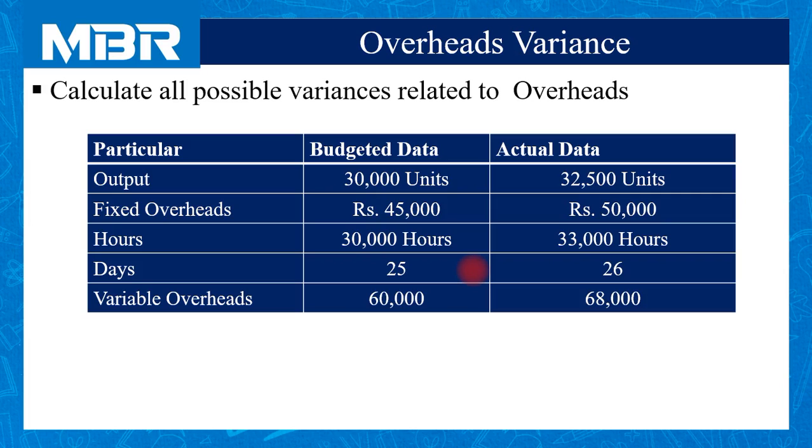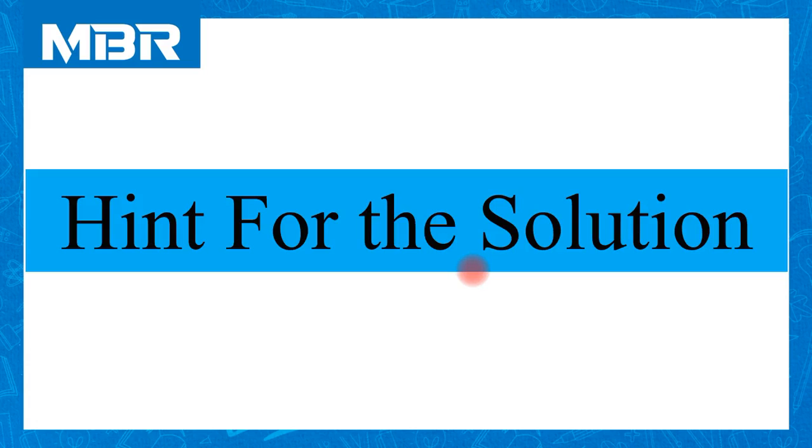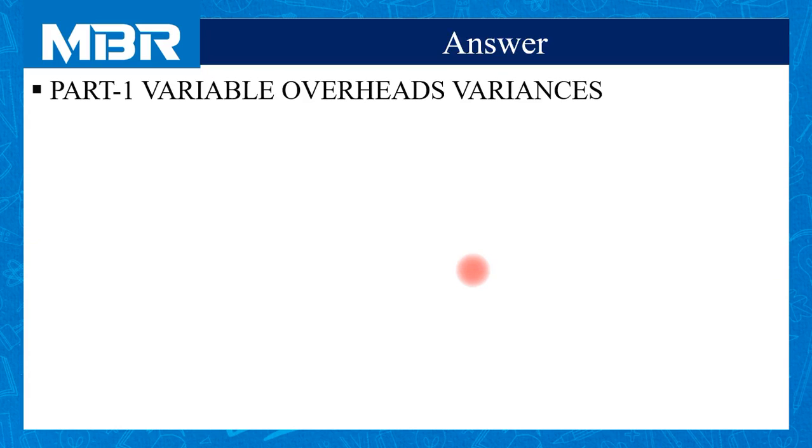It means we are in the condition to calculate variances related to variable overheads as well as fixed overheads. Only the information of IT is not given. So, for this question, we can calculate both kinds of overheads variances. Let me give you the hint for the solution. First of all, we have to calculate variable overheads variances. You can say it is part one of your answer.